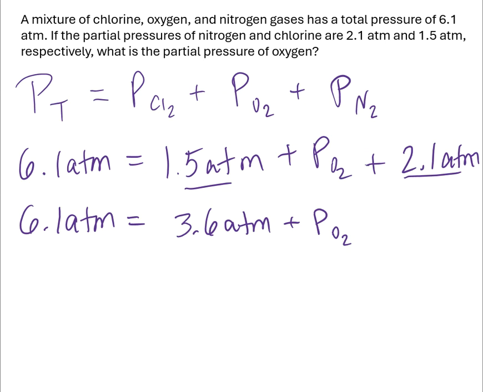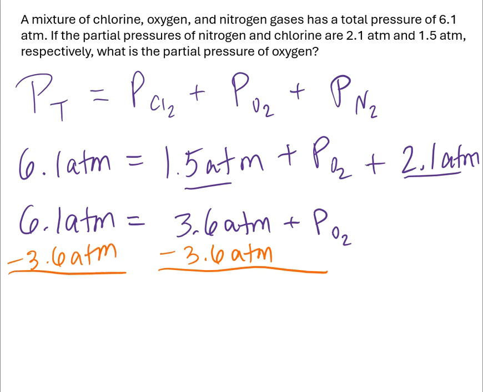And so in order to determine the pressure of oxygen, I need it on one side of the equation by itself. Right now, I'm adding that to the 3.6. So I have to do the opposite to get it by itself. The opposite of adding is to subtract. So when I subtract that 3.6 atmosphere from the right side, I have to make sure that I do the same thing on the left side. So again, we're just doing algebra.